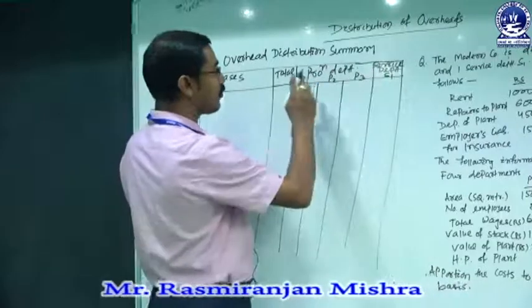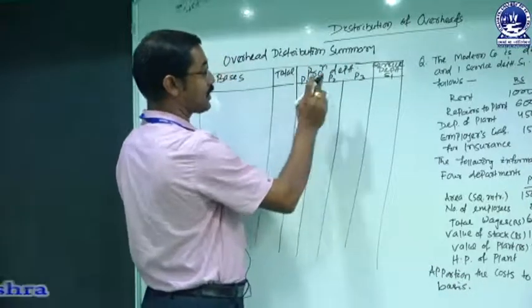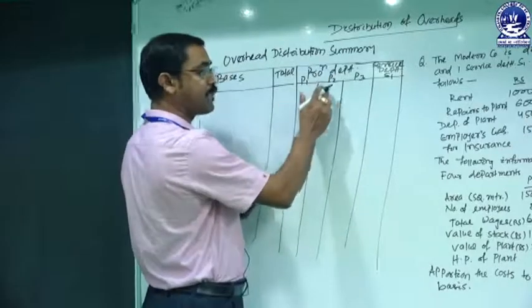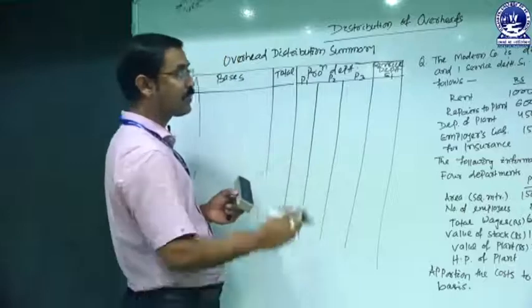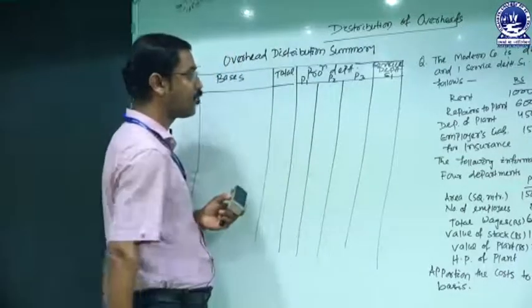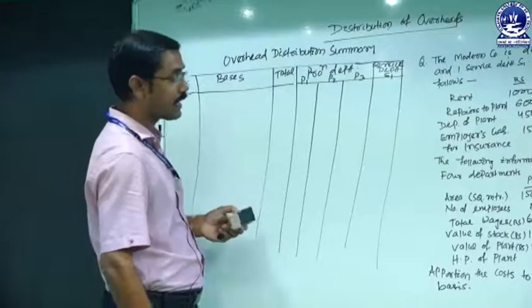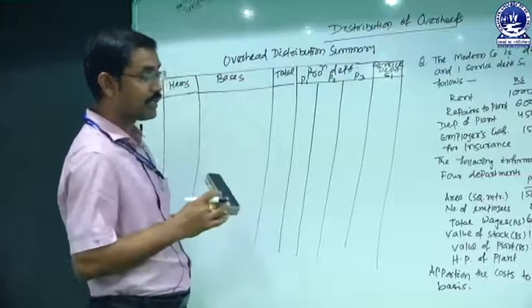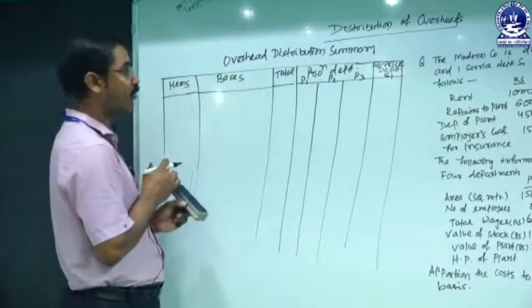Then there are two columns. One relates to production departments, which is divided into three parts: P1, P2 and P3. The other relates to the service department, and in our question there is only one service department, that is S1. So we will work out one by one all the items of indirect expenses on the most equitable basis, which is called primary distribution of overhead.